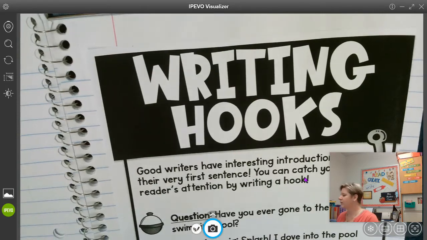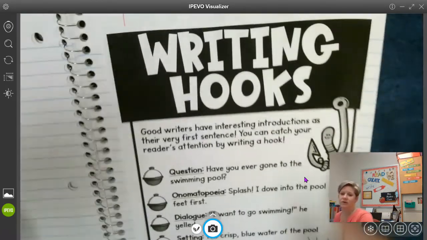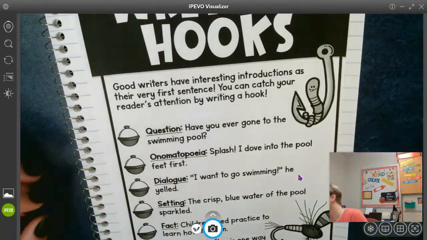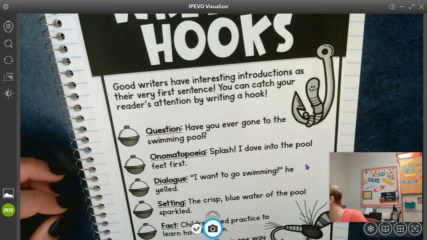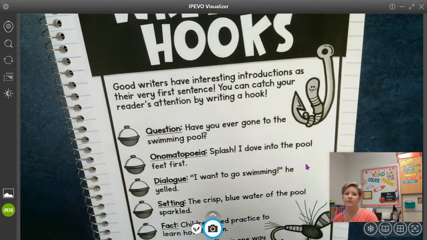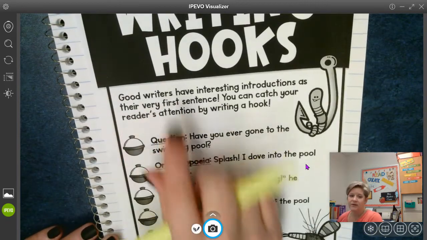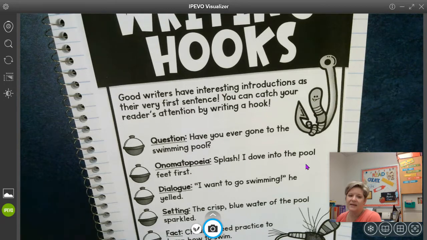All right, let's talk about a hook a little bit more. I am not talking about a hook on a fishing line. I am talking about a hook in a story. So go ahead and grab some crayons, markers, or highlighters so we can take a look at some of the important things to remember about a writing hook. Good writers have interesting introductions as their first sentences. You can catch your reader's attention by writing a hook.